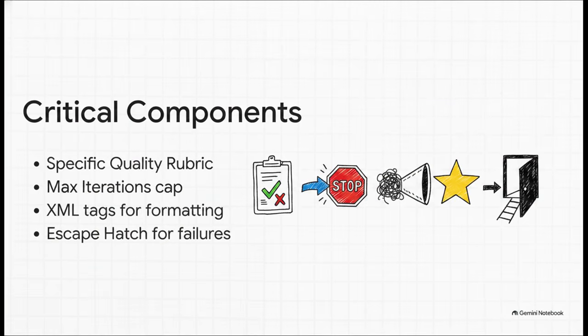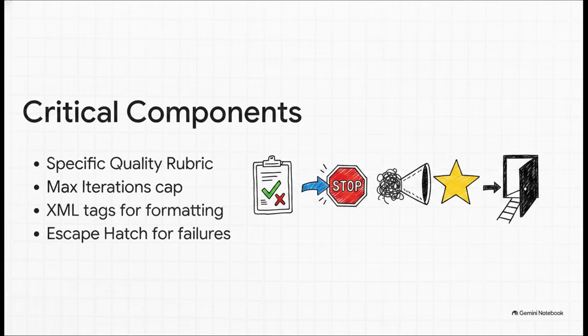To actually make this loop run programmatically, you need 4 critical things. First, a binary quality rubric, and by binary I mean strictly pass or fail. A near miss is a fail. Second, you need that max iteration cap so the AI doesn't get stuck in some endless loop.